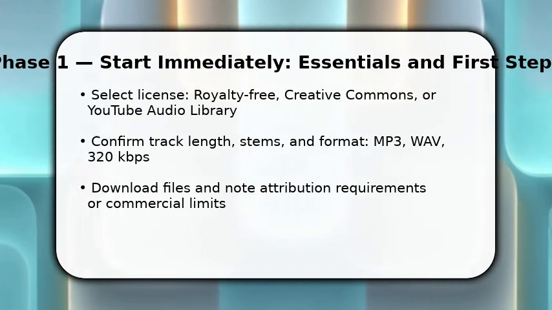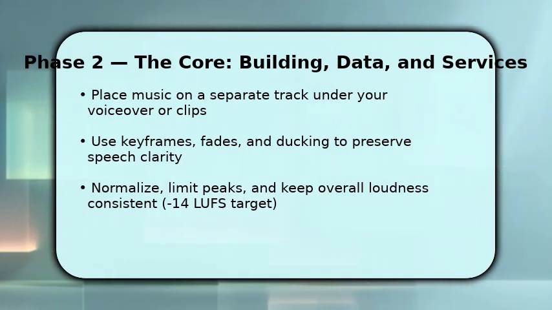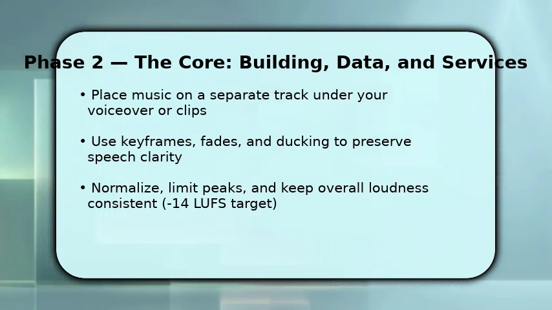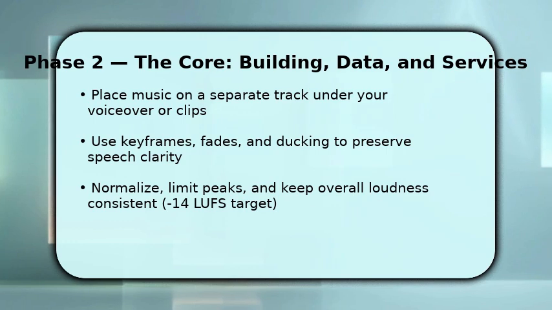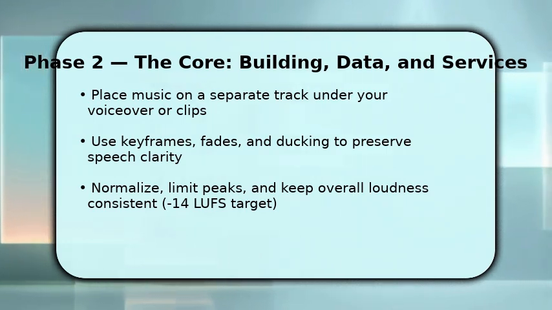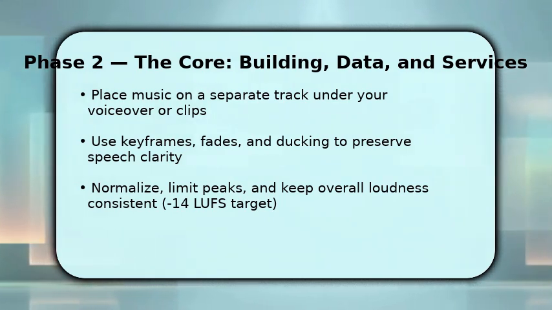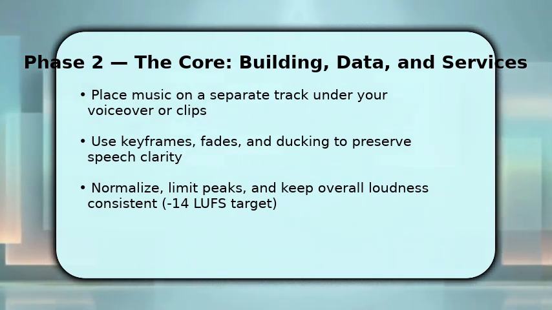to avoid surprises later. Next, you sync and mix music around your primary audio. Place the track on its own timeline layer beneath voice or clips. Use keyframes and smooth fades to bring the music in and out. This prevents abrupt changes. Use ducking or sidechain to lower music when speech appears so words stay clear. Then normalize and apply gentle limiting to control peaks, aiming for consistent perceived loudness. Make sure to target a steady level across edits for a professional result.